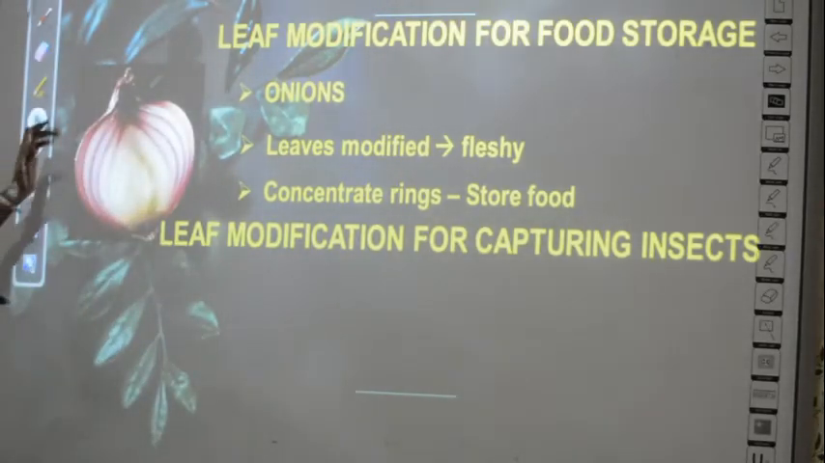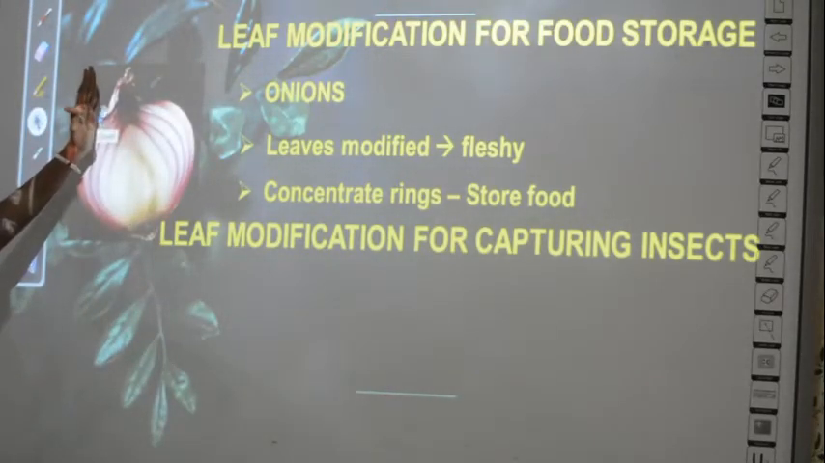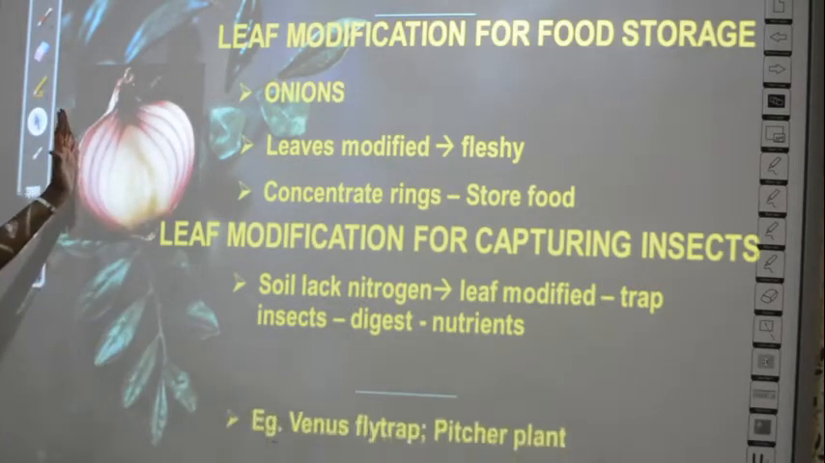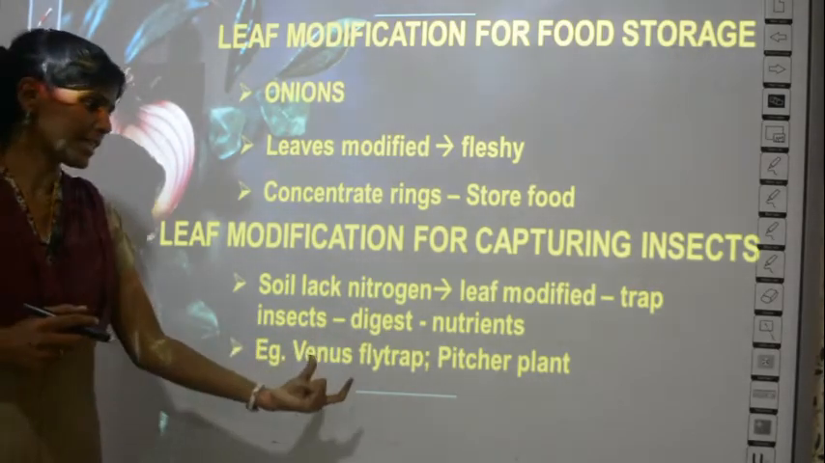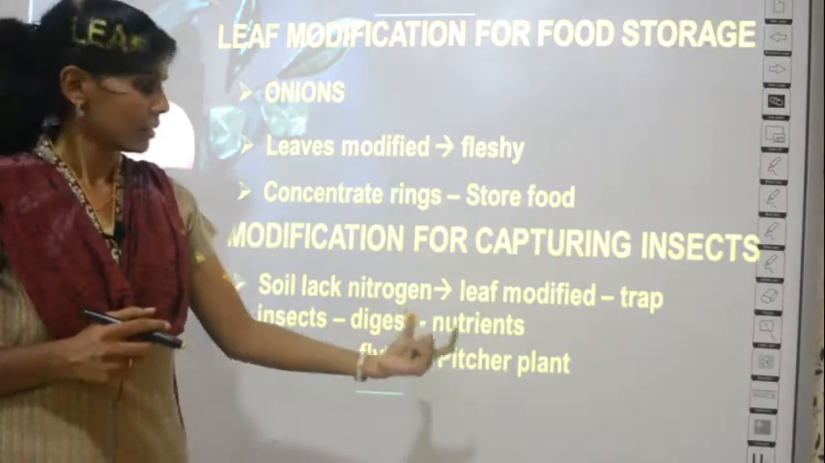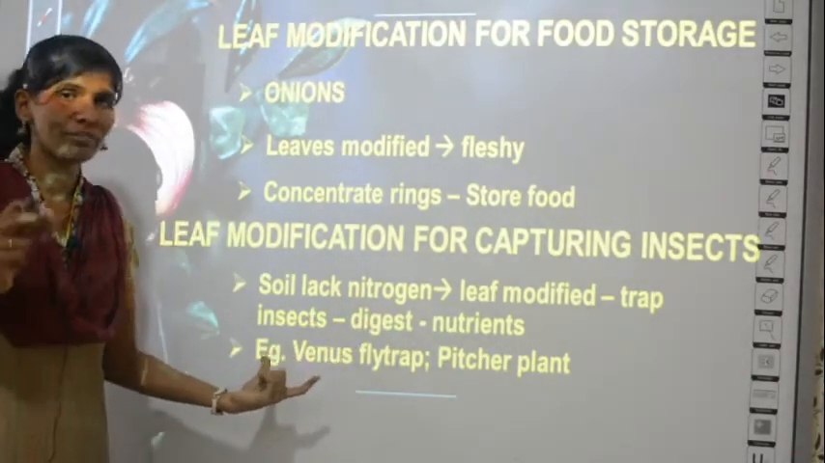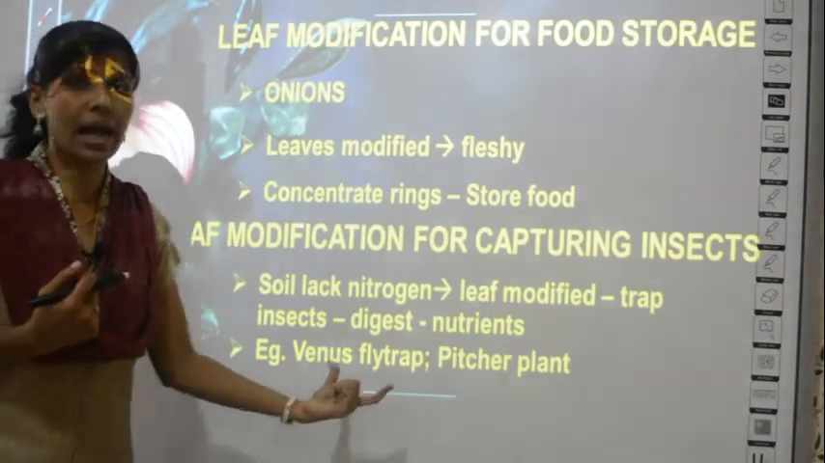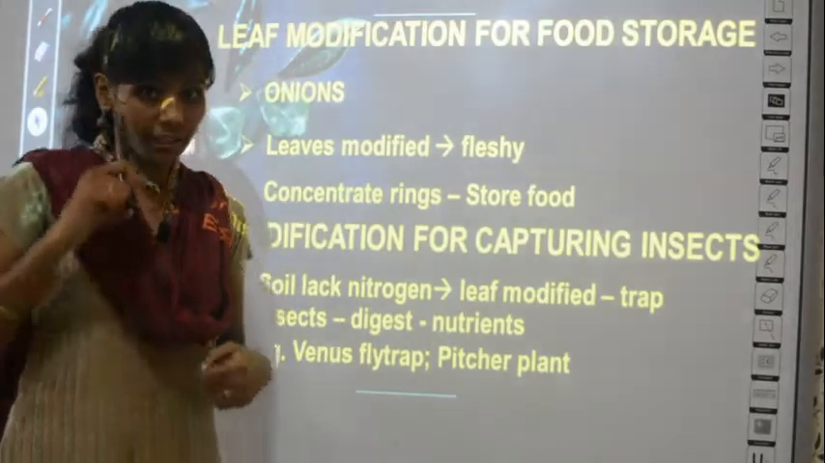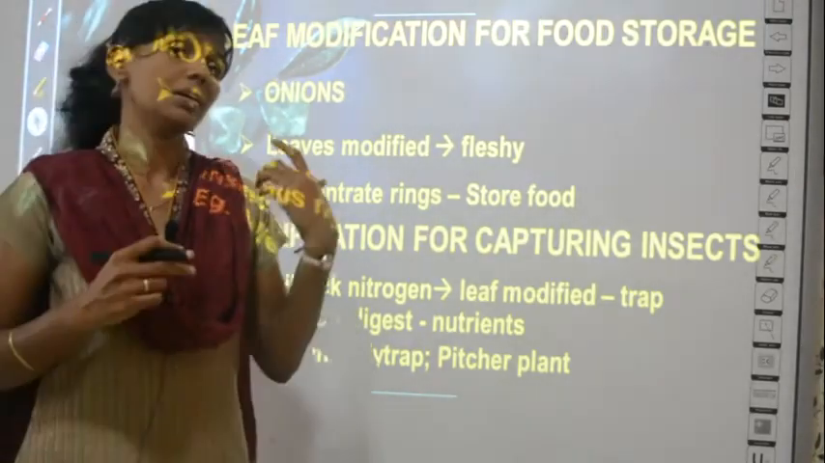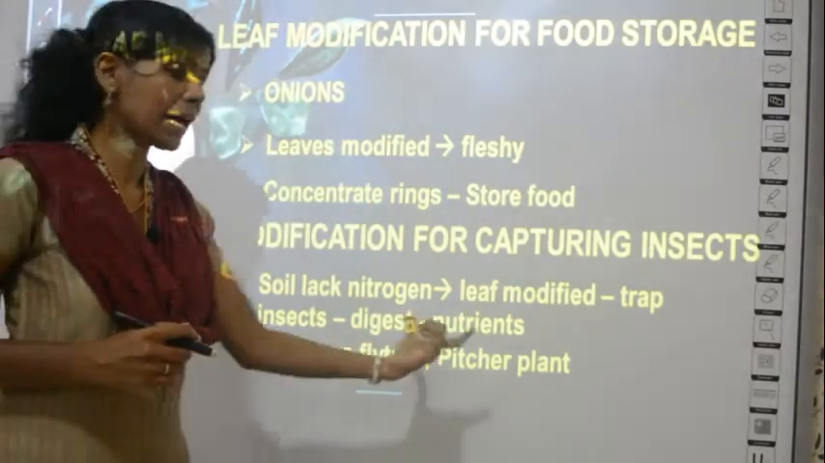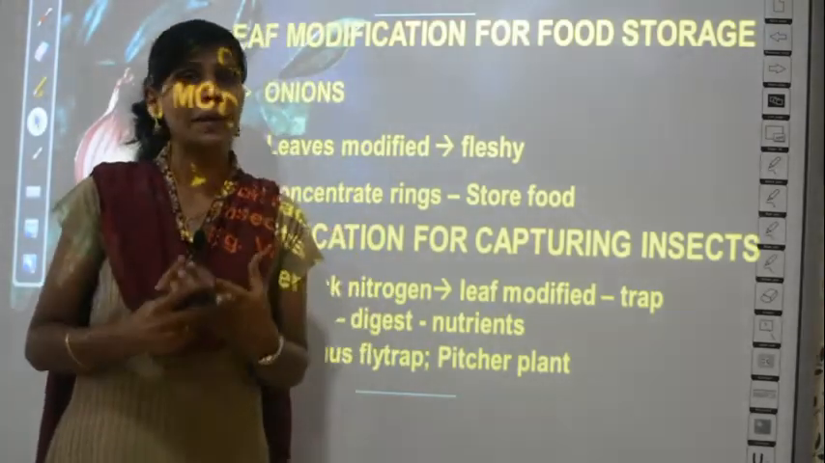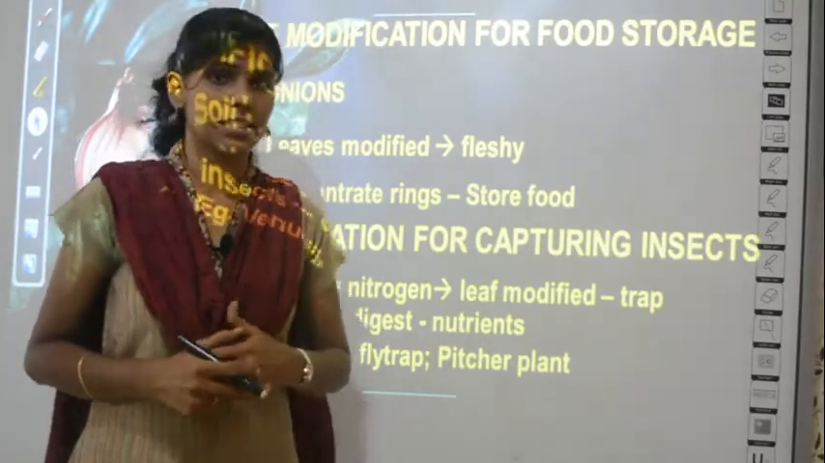There are two examples for this. Two plants have such ability. What are they? Venus flytrap and pitcher plant. So what are the plants which have modified leaves which can trap the insects? They are Venus flytrap and pitcher plant. Next we will be learning about the Venus flytrap and pitcher plant in detail, and I will explain in what way the leaves can trap the insects.